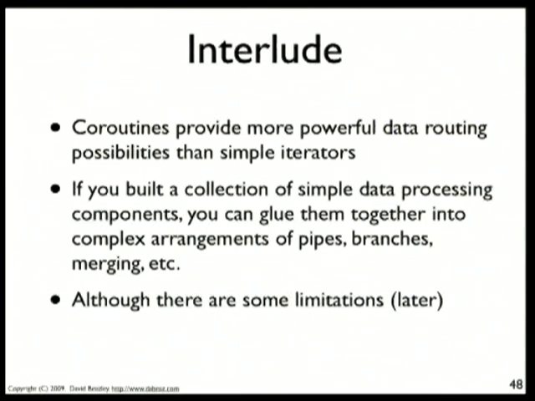Just as another interlude, I think one takeaway on these examples is that there are some pretty interesting data routing possibilities with coroutines. Basically, you can take a whole bunch of little components and glue them together into things like pipes and broadcasts and branches and so forth. There are some limitations of that we'll get to in a bit, but I'm going to defer on them for the moment.